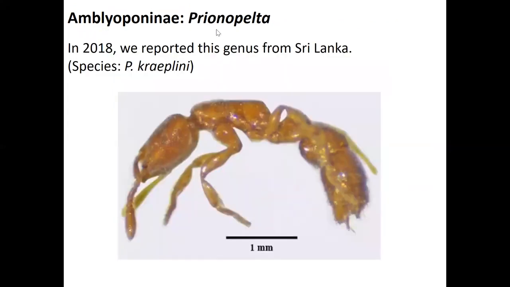As I said, in 2018 we reported this genus from Sri Lanka for the first time, Prionopelta. In Prionopelta, the same situation applies, but unfortunately this image has the leg actually covering the joint. But you can see that there is no space, and if you observe the specimen laterally, there is no space between the petiole and the first gastral segment.